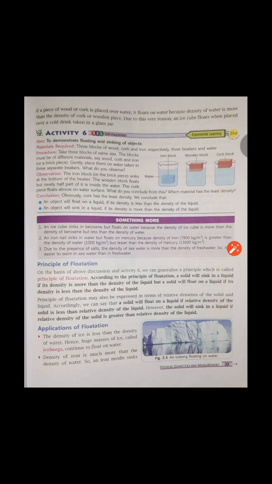See here at activity 6. Iron block sinks in water, wooden block partially floats, and cork block floats almost on the water surface. The blocks are of the same size, so density is different in the cases. Iron is here the most dense, so it sinks, and the cork block is the least dense, that's why it floats completely on top of the water.